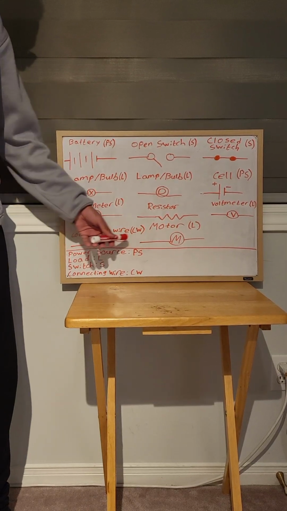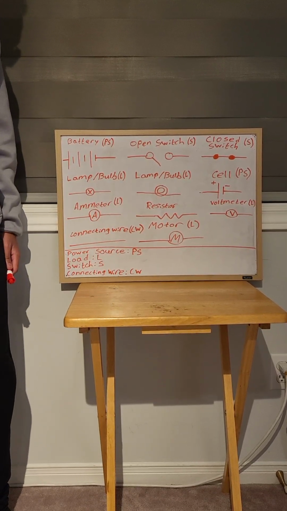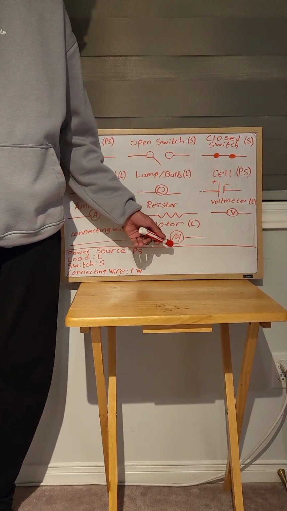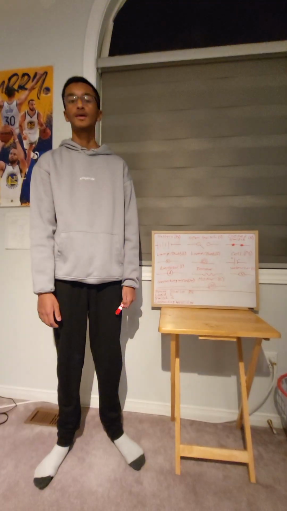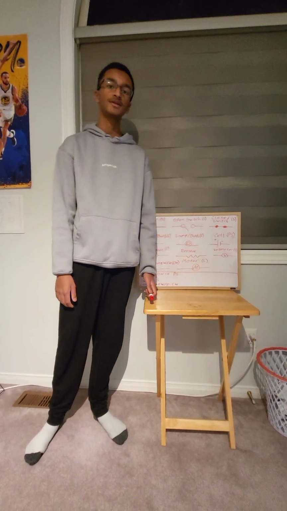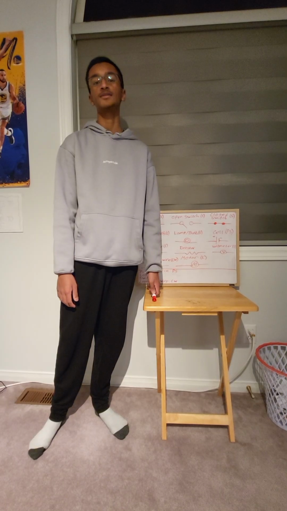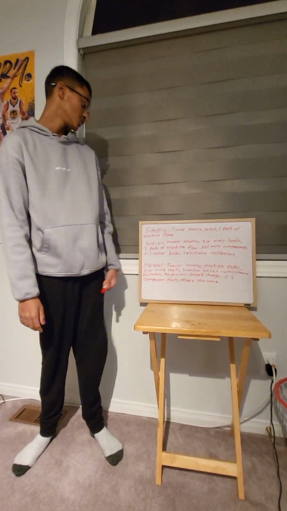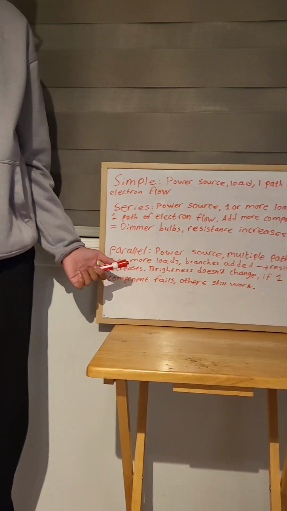Connecting wire is just a line. It's the conductor in the circuit. And motor produces motion. And on another note, if there's a burnt or broken component in the circuit, it will not work because the electrons will escape. So there are three different types of circuits: simple circuits, series circuits, and parallel circuits.